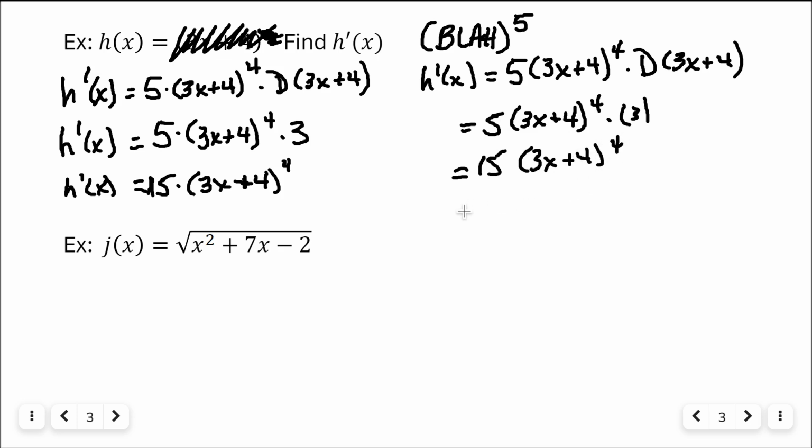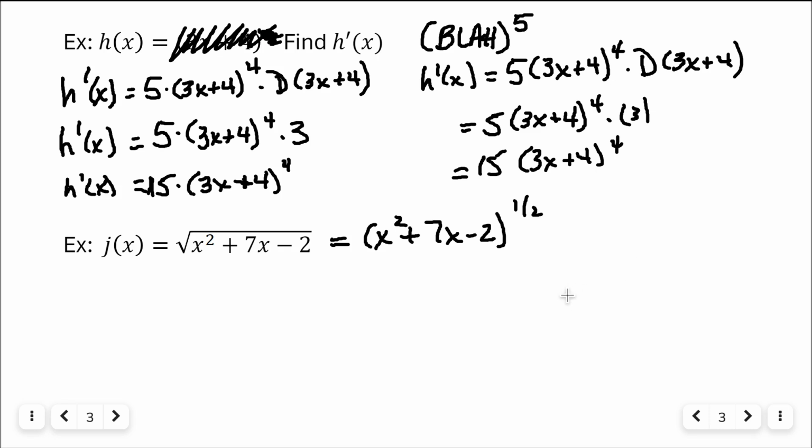I think that's the easiest way for a lot of you to do this at the beginning, is to use the cross out method as you go along. All right, so let's take a look at the next one. It's j of x. It's equal to the square root of x squared plus 7x minus 2. Okay, so now first thing we're going to do is rewrite this. We're going to rewrite it as (x squared plus 7x minus 2) to the 1/2 power.